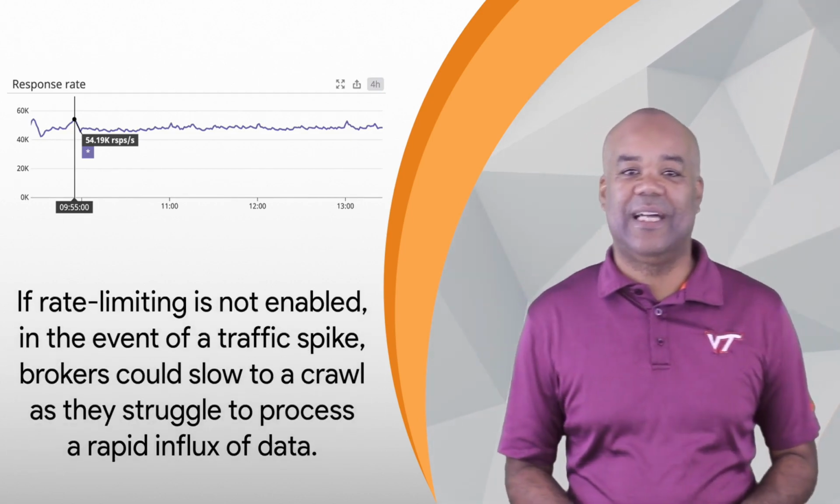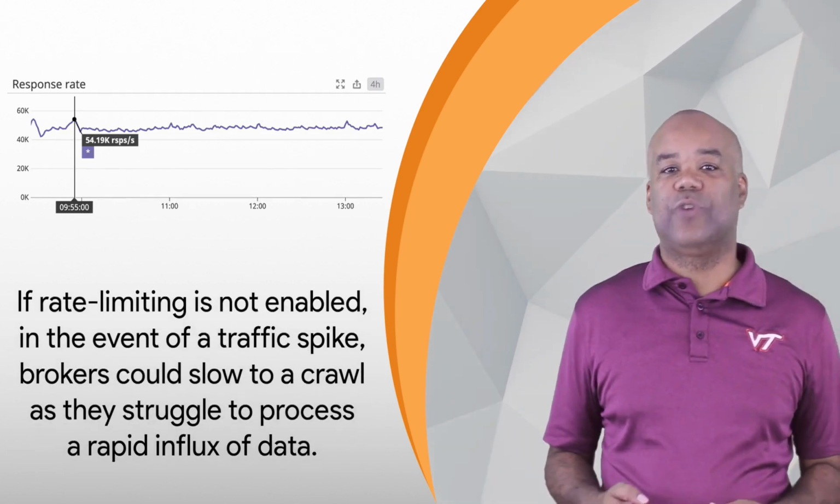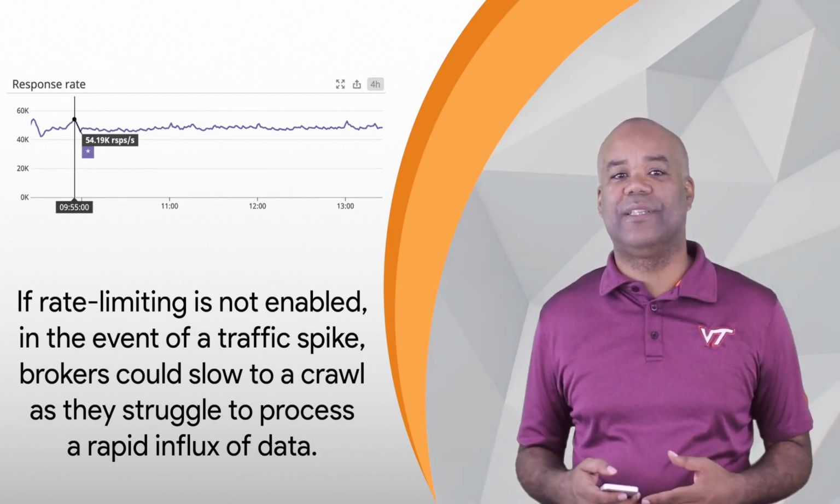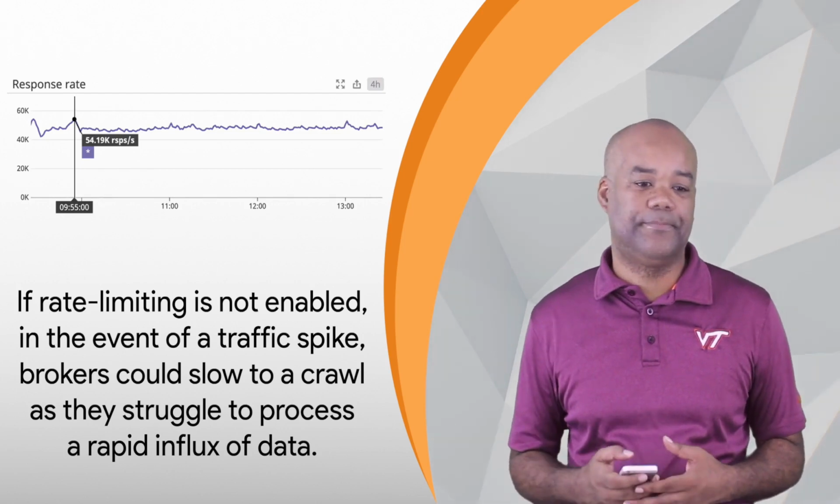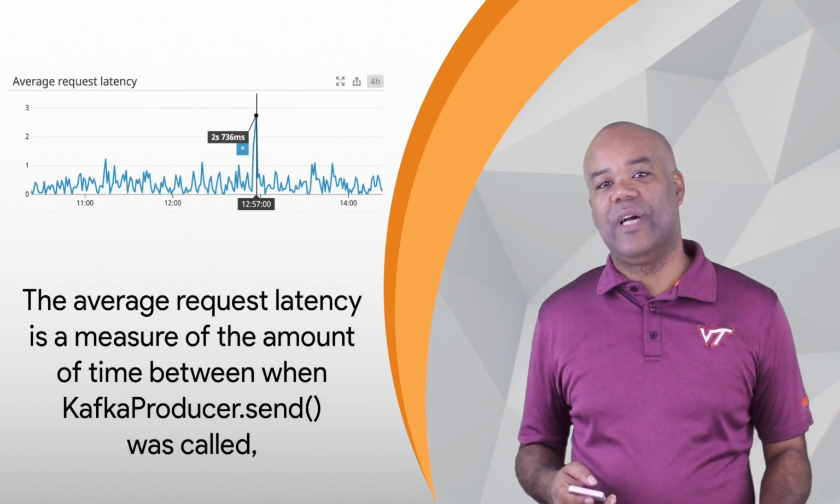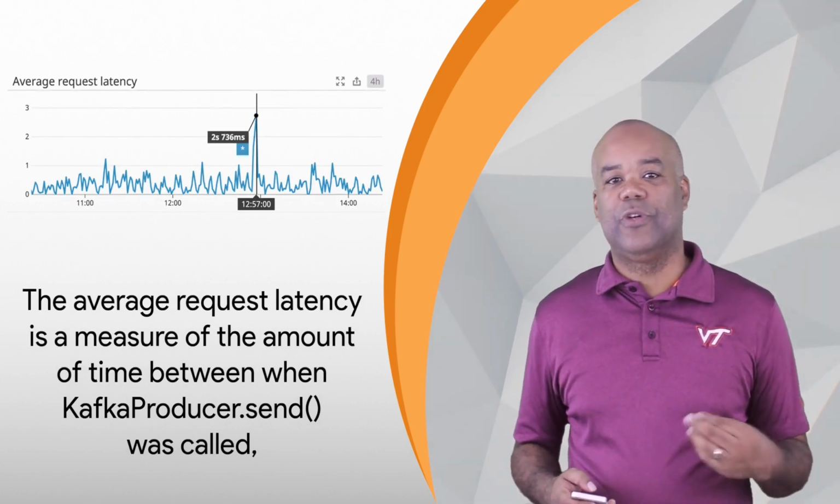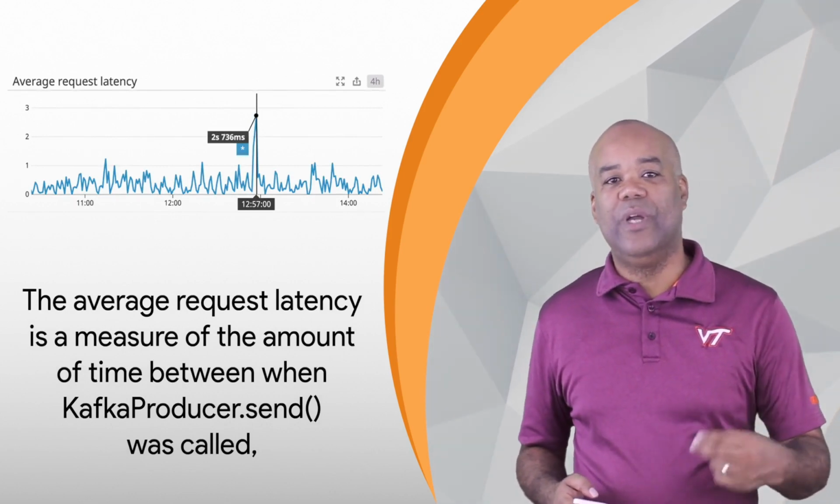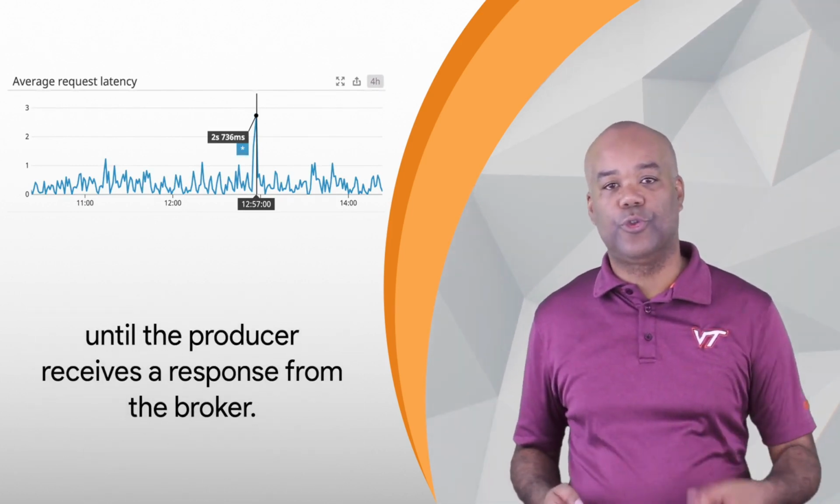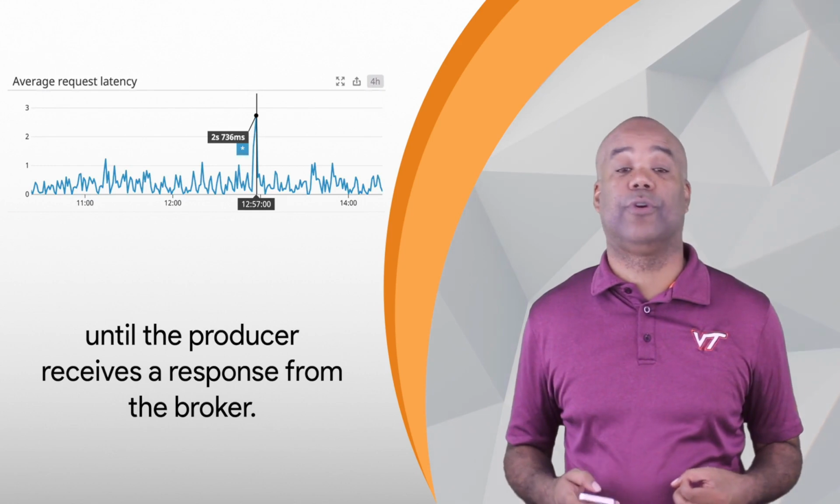If rate limiting is not enabled, in the event of a traffic spike, the brokers could slow to a crawl as they struggle to process a rapid influx of data. Let's go to the next one. The average request latency is a measure of the amount of time between when Kafka producer.send was called until the producer receives a response from the broker.